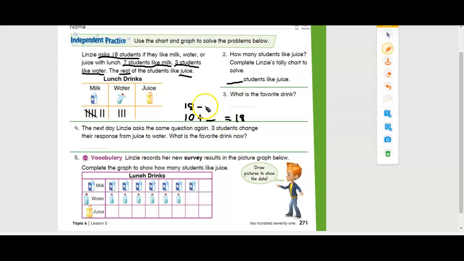minus the students who voted for milk or water, and get your answer. Either way that you solve, you will still get the same answer and write it in the blank. Don't forget to also write the tally marks for your answer you get here.